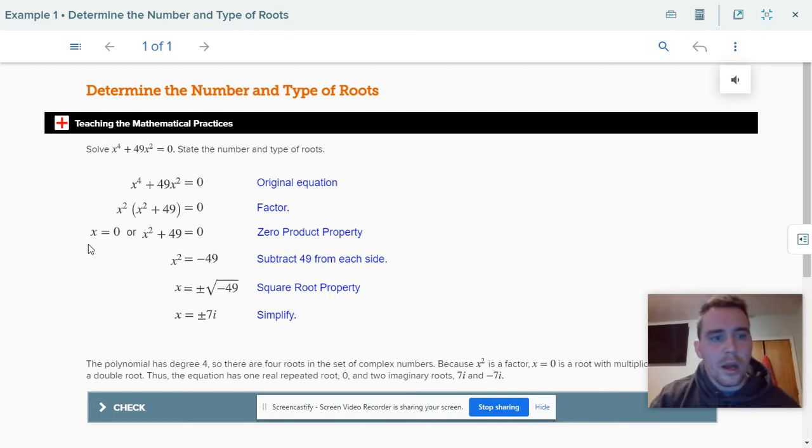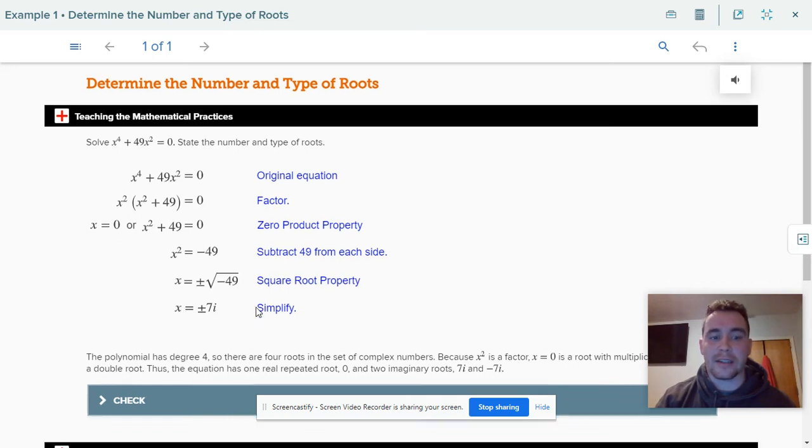X squared is equal to 0. Take the square root of that. X is equal to 0. Boom. This one is done. For the other one, the x squared plus 49 is equal to 0. We want to subtract 49 from both sides. Take the square root. Right? The square root of 49 is 7. But since there's a negative right here, it's i. And of course, we get plus or minus.